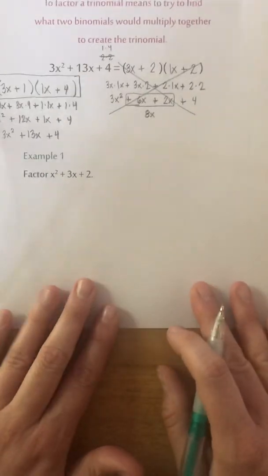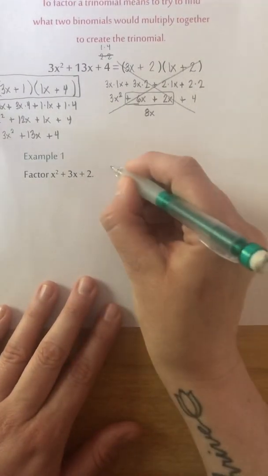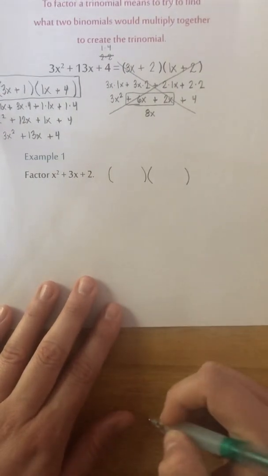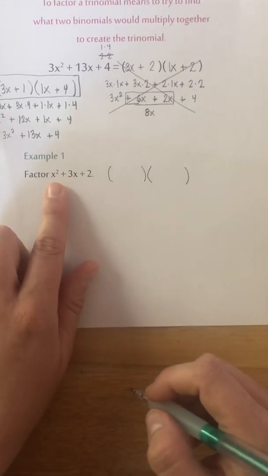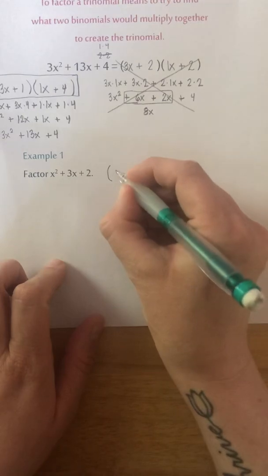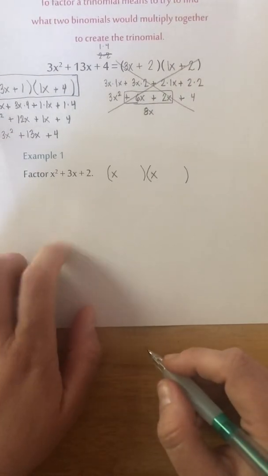All right, let's try example number 1. So we know that it's supposed to look like this. We're going to have two binomials being multiplied together. We're going to start with the first term, which is x squared. Notice there's no number in front of it, but it's understood to be a 1. How can you get a 1x squared? Well, that's pretty easy. You would just multiply x times x, or you could put 1x times 1x if you like putting the number in front.